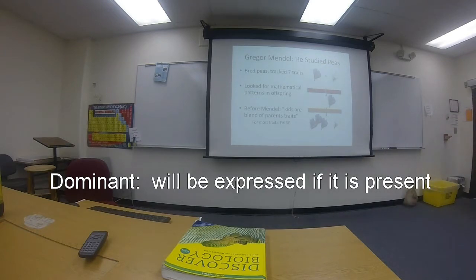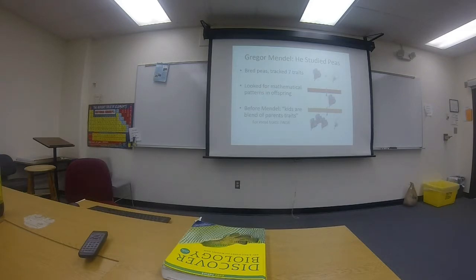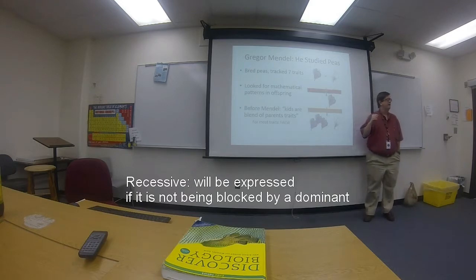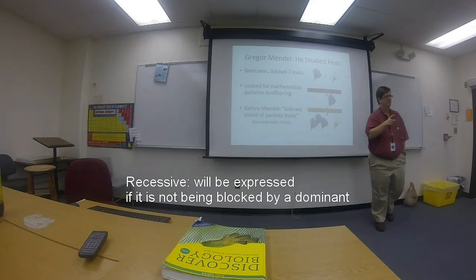You might as well write this down. These are definitions that I would recommend knowing. We're going to use them through the rest of the next 2 PowerPoints. The dominant is a version of the gene that will be expressed if it is present. Expressed means it will be seen, it will affect the organism. The dominant will be expressed if it's present. The recessive will be expressed if it is not being blocked. Okay?